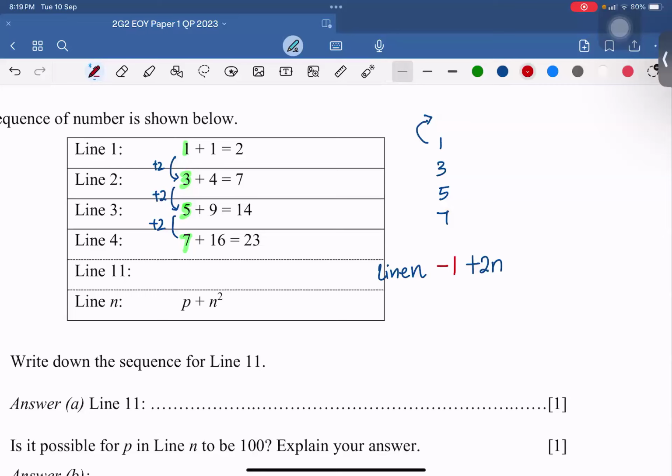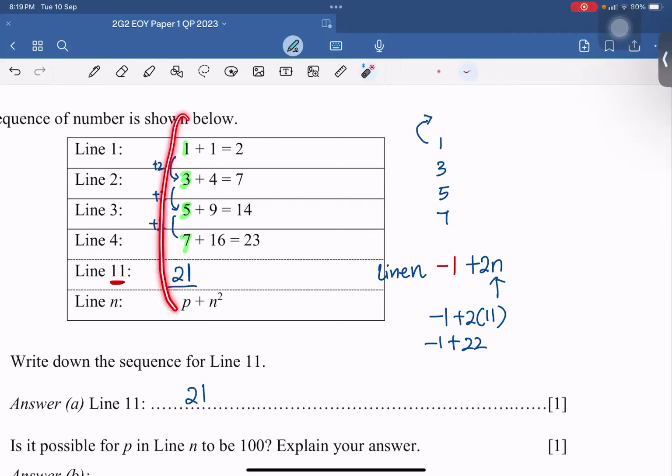Now the question asks me for line number 11, correct? So line number 11 means the n is now 11. So I take -1 plus 2 times 11. Then 22, and the answer will be 21. So for line number 11, the first part is 21. This part, the number pattern for this part, still okay? Now I'm going to continue to the next one.